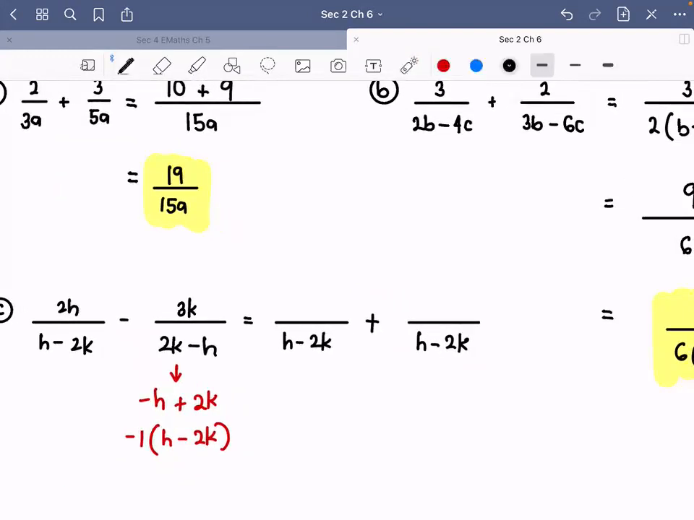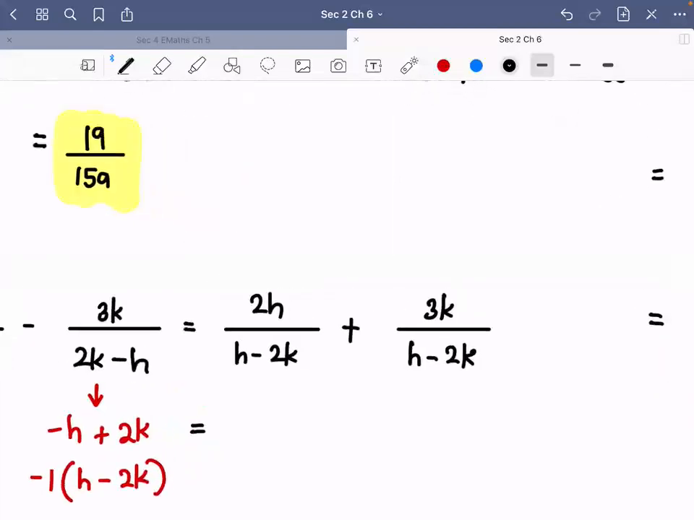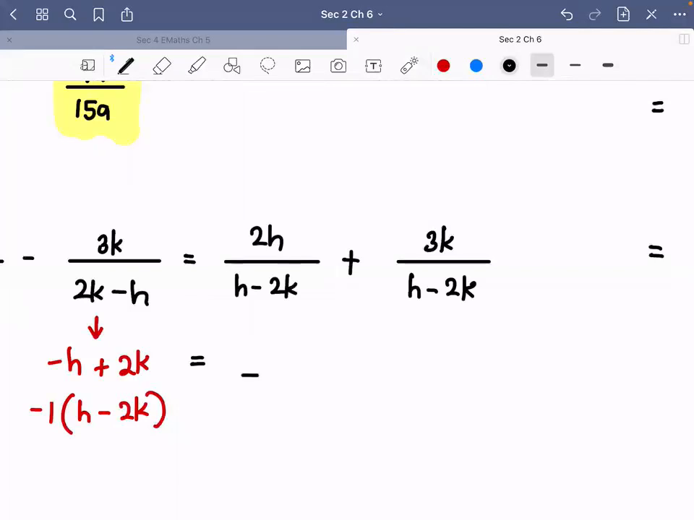Let me just write it again. So we have 2h, and then now 3k. This is equal to, so we have similar fractions, so just copy the denominator, right? So h minus 2k, and this is now 2h plus 3k. And that's it. So that's your answer for letter C.